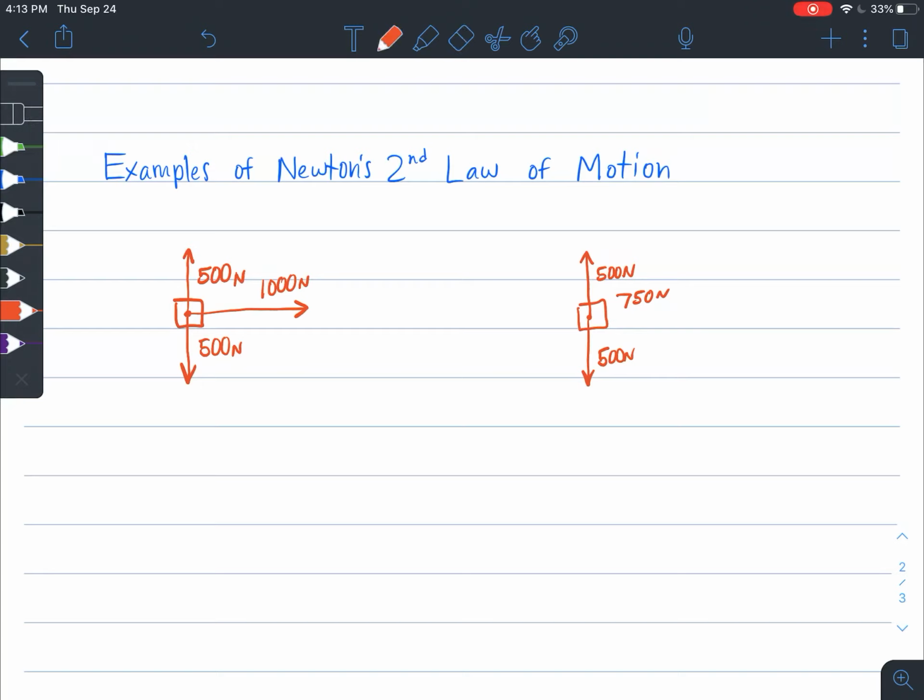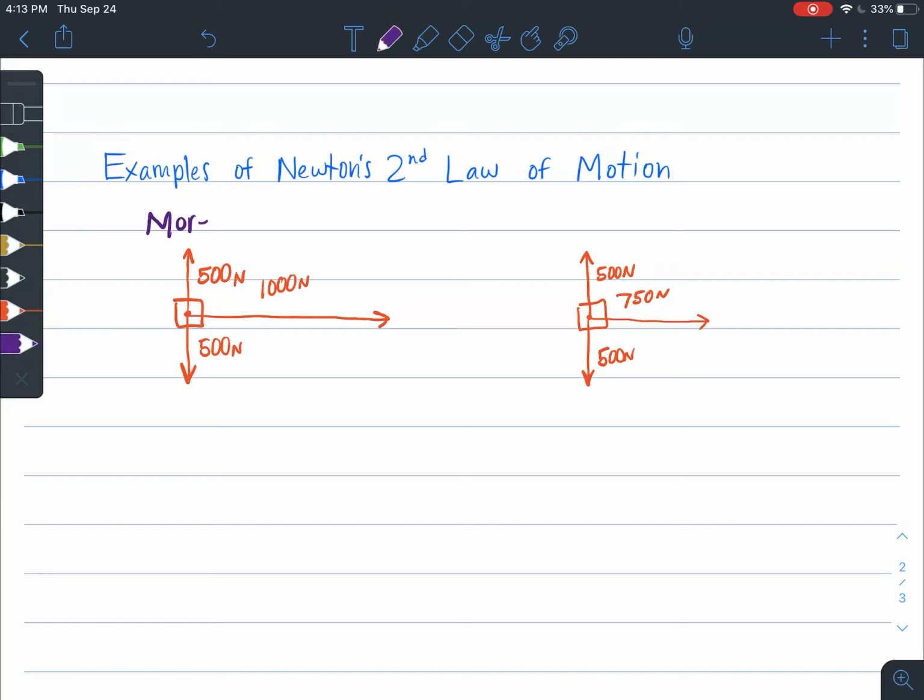And what I'm noticing here is I actually need to delete this arrow because it needs to be larger than my 500 newton arrows since it's more force. And maybe it'd even help me to draw my 1000 newton arrow really large. All right. So let's then write and summarize what's in our two pictures here.